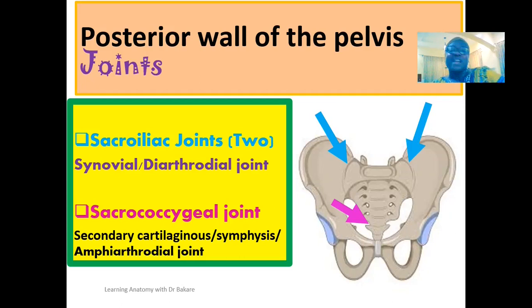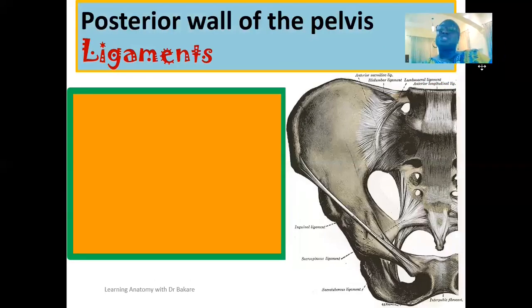It is an amphiarthrodial type of joint because it exhibits slight movement. So it's important for us to be able to classify this joint also, apart from establishing the region where they are formed. Then the next structural component of the posterior pelvic wall are ligaments. These ligaments are basically seen to reinforce the joint. So you see them running across the joint that we have listed in our previous slide.